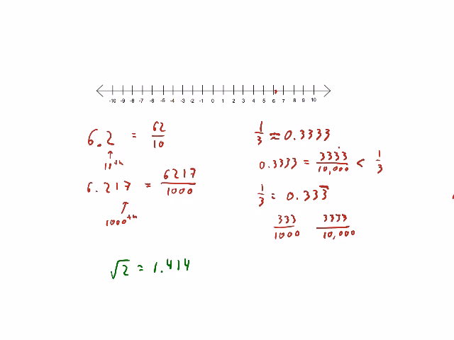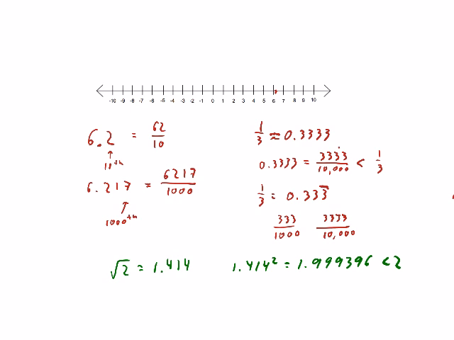1.414 squared is going to come out to be, hang on one second, I'm putting it into my calculator, and if I square it, 1.414 squared is not 2. It's 1.999396, which is just a little bit less than 2.